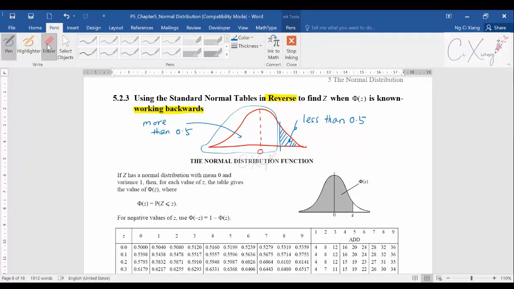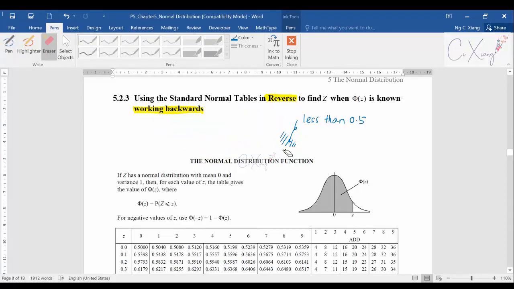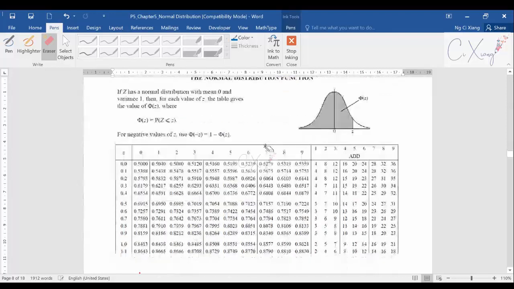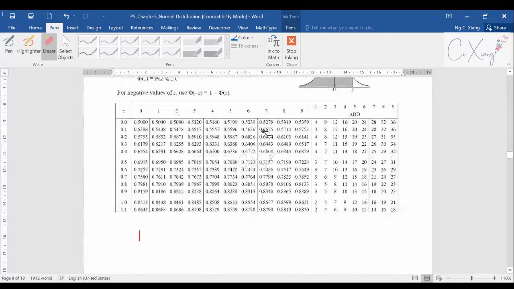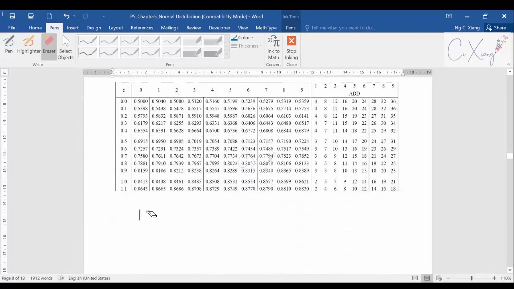Okay, all right. So if you roughly know how to look at the area and how to look at the value by using the graph, then we are going to discuss further all the possible questions that might come out in this part. I attach a simple table here, and I will discuss a few examples with you.